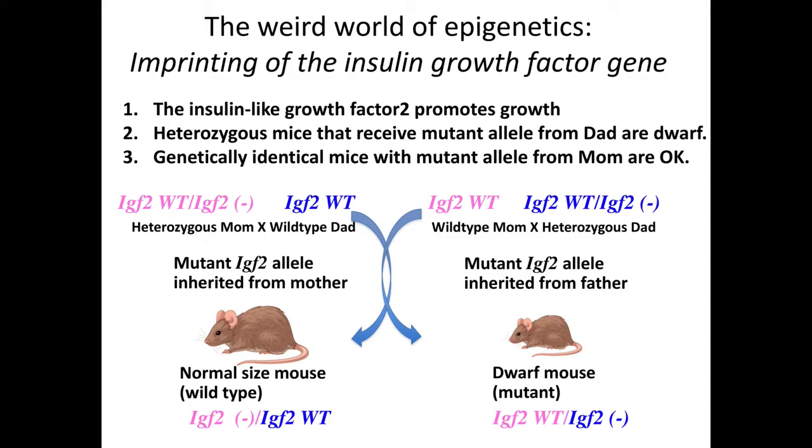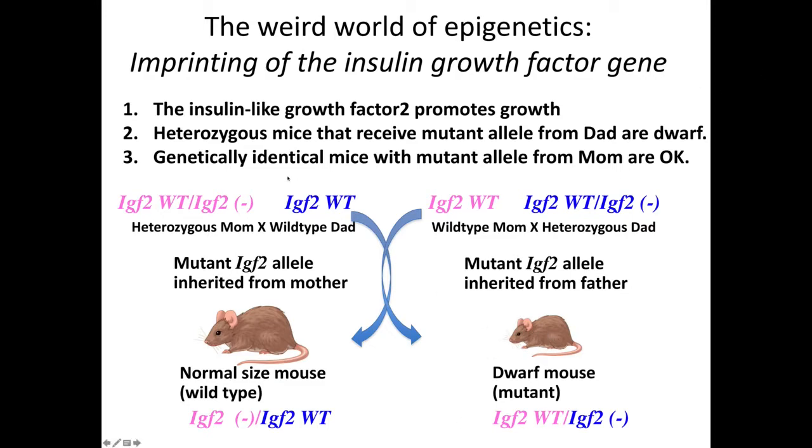Under normal circumstances, you get a wild-type copy from mom and a wild-type copy from dad of this IGF2 gene, and the mouse is perfectly normal. But you can make a mutant allele in which the gene is missing, like a deletion. You can have a mouse that inherits the mutant allele from dad but a normal allele from mom. So they're heterozygous, and those mice will be really small. Here's a dwarf.